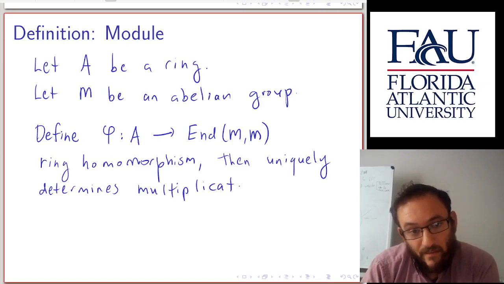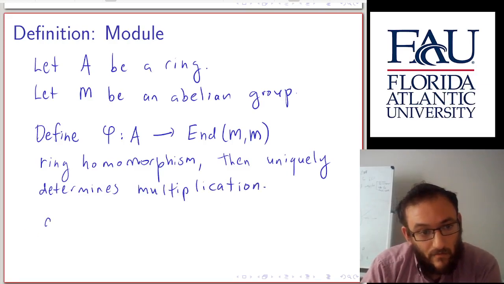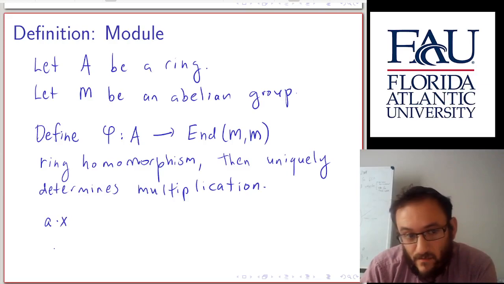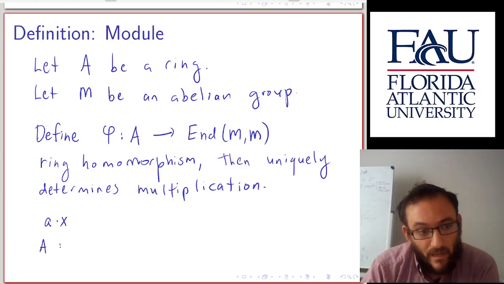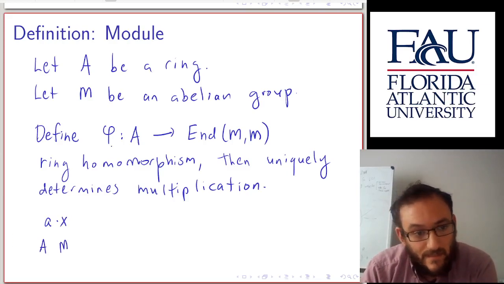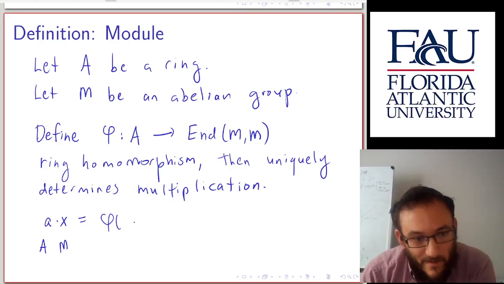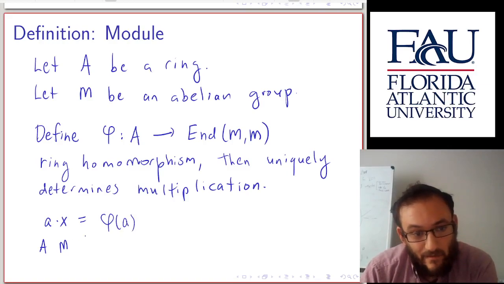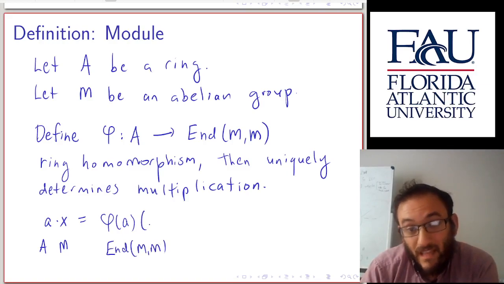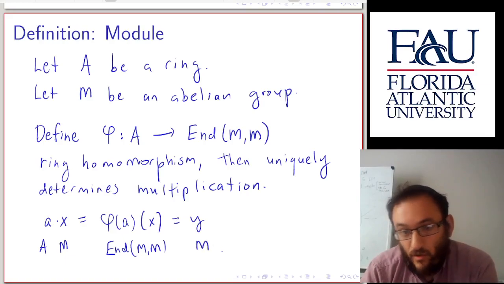Because you can treat every product A dot x, where A is in your ring and x is in your module, as just phi of A. So now this should be an element in the endomorphism ring of M, and then you apply that to x, which should be some y, an element in your module.